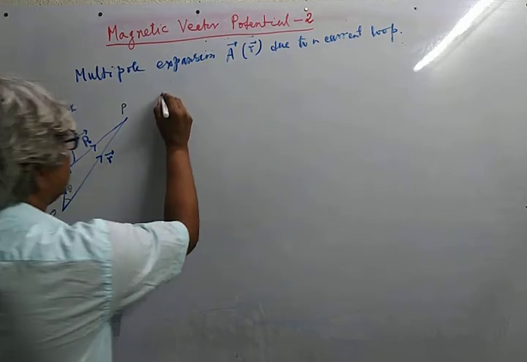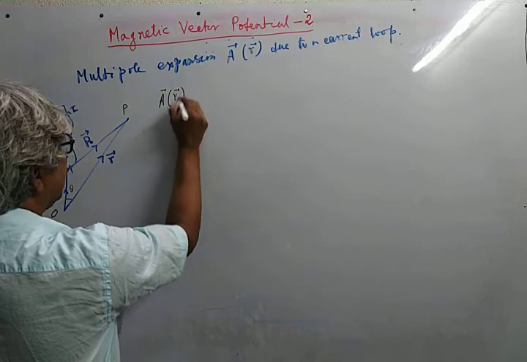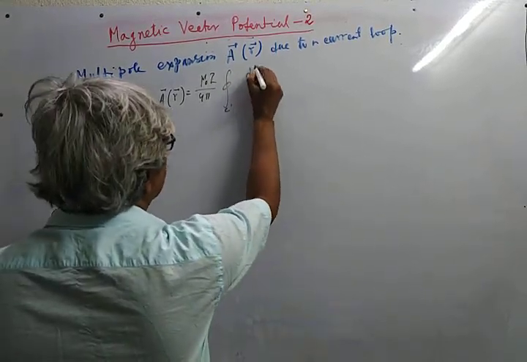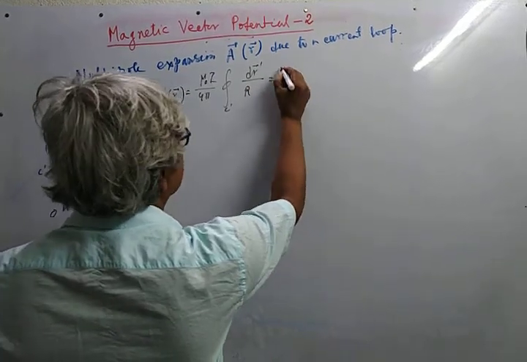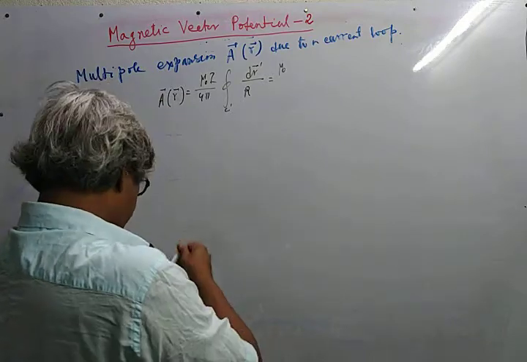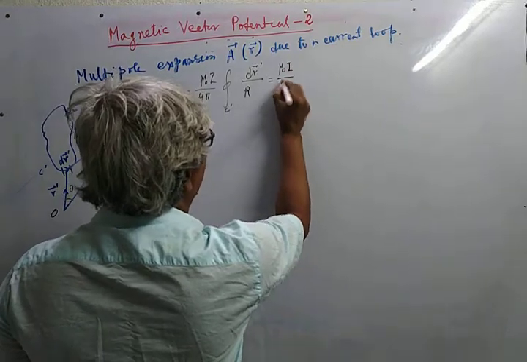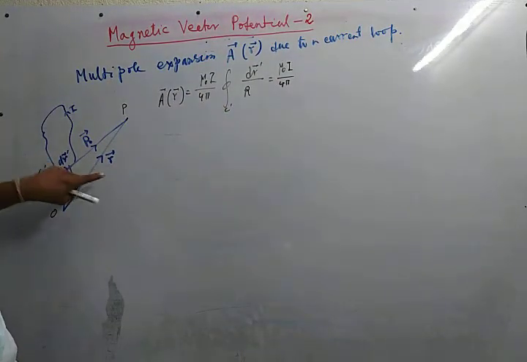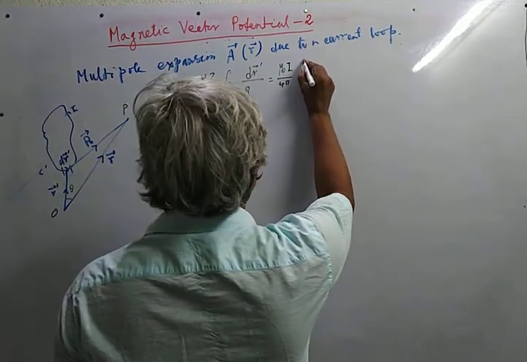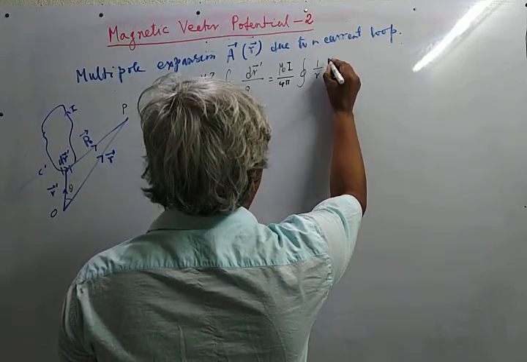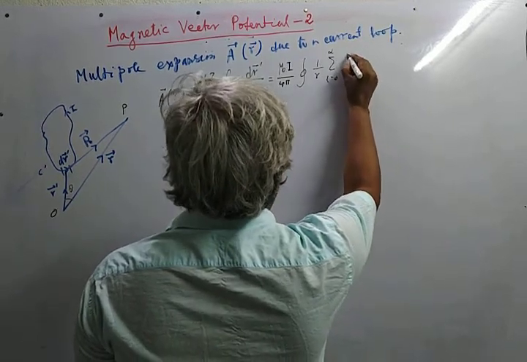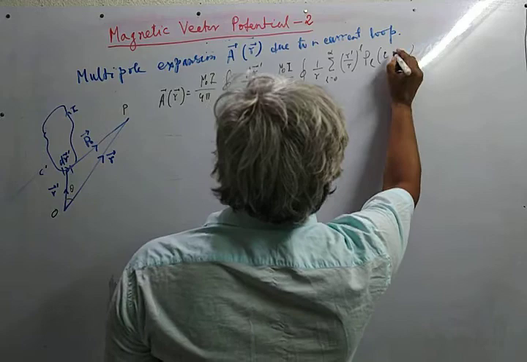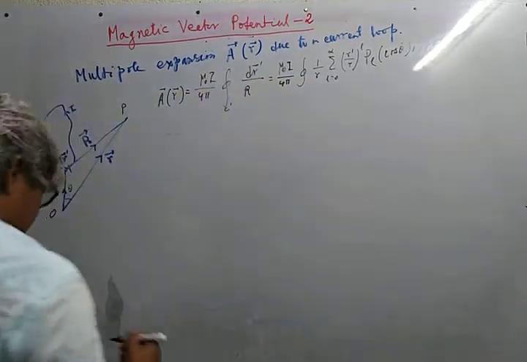And the expression for the vector potential is this: A at R due to this current distribution is mu 0 I upon 4 pi, contour integration over C prime dr prime upon R. We expand this in binomial series, assuming that R is greater than R prime, and we introduce the Legendre polynomial: sum over L equal to 0 to infinity of R prime over R to the power L times PL of cos theta, where theta is the angle between R and R prime.